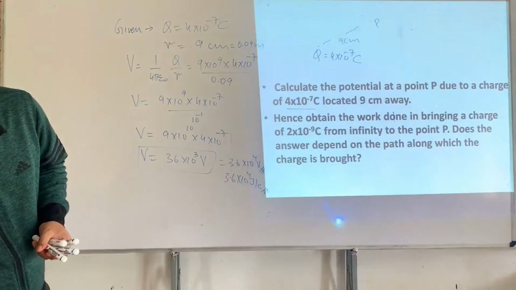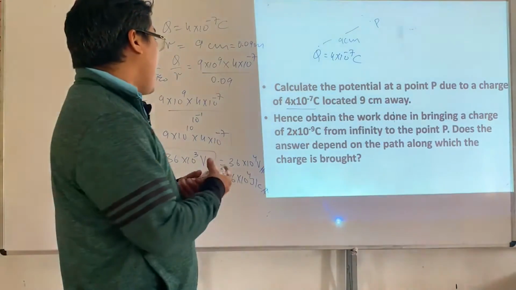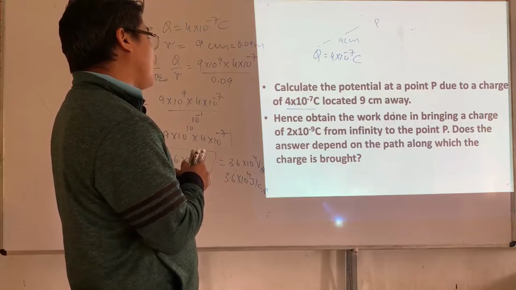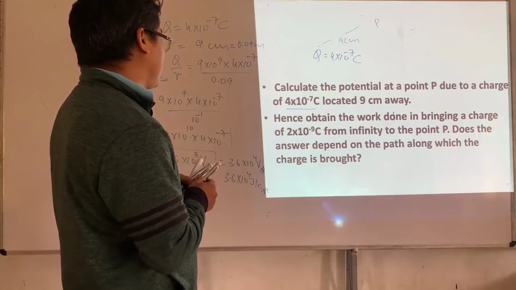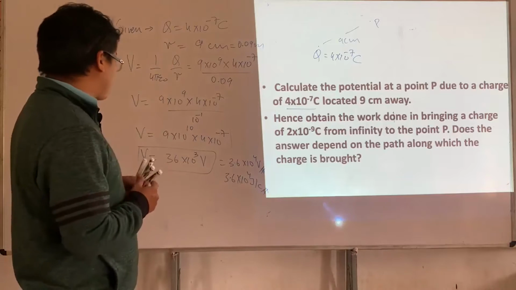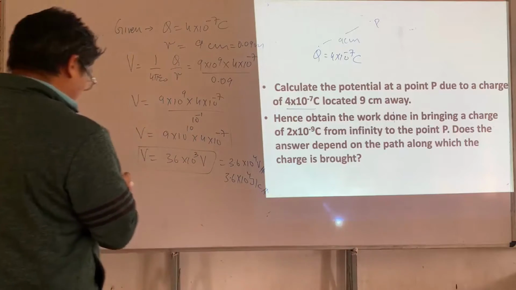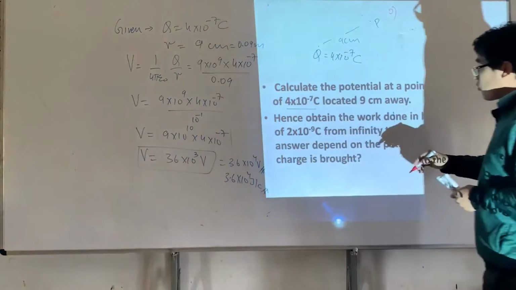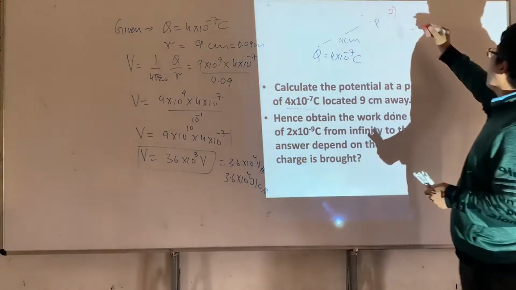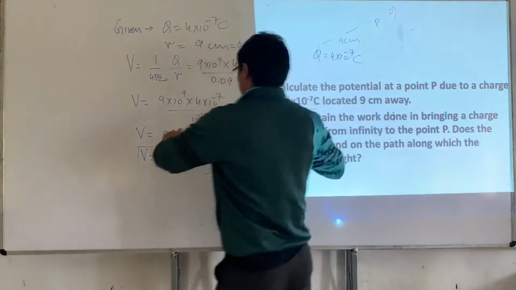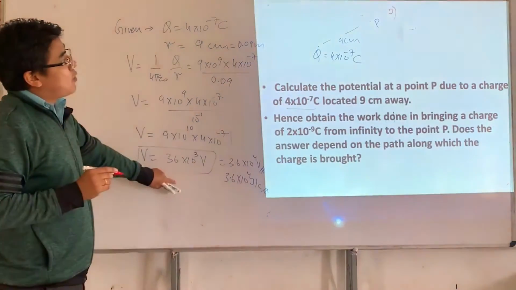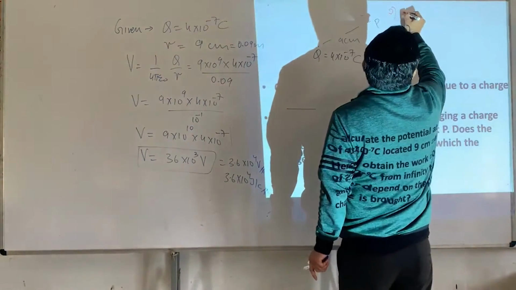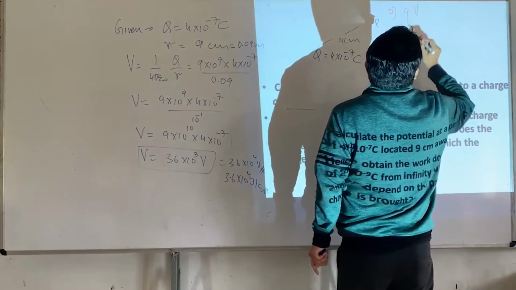And then the second part is, hence obtain the work in bringing a unit charge from infinity to that point. So now you are asked to find out the work. How to find out the work? The work done to bring a unit charge is this much. And now the work to bring a Q charge is going to be Q times V of R, right?